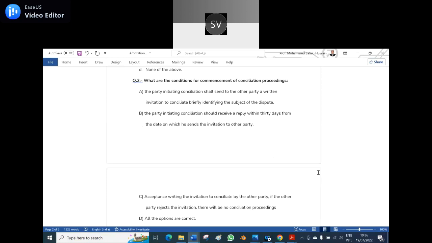Option C, acceptance in writing of the invitation to conciliate by the other party. If the other party rejects the invitation, there will be no conciliation proceedings. Option D, all the options are correct. Option D. No, option D is not correct. Option A then. It's option B. The party initiating conciliation should receive a reply within 30 days from the date on which he sends the invitation to the other party.